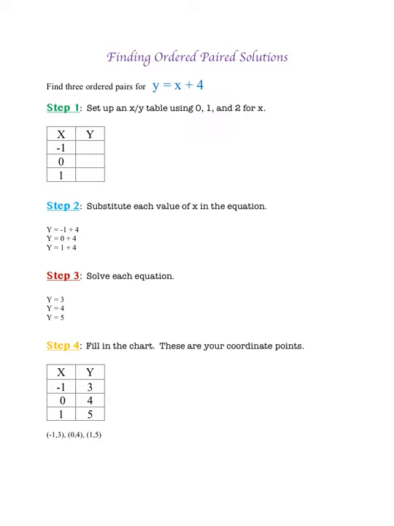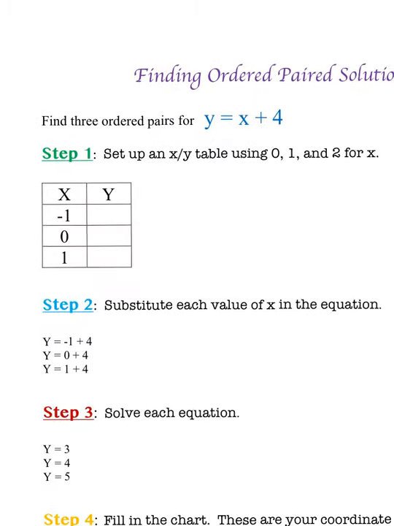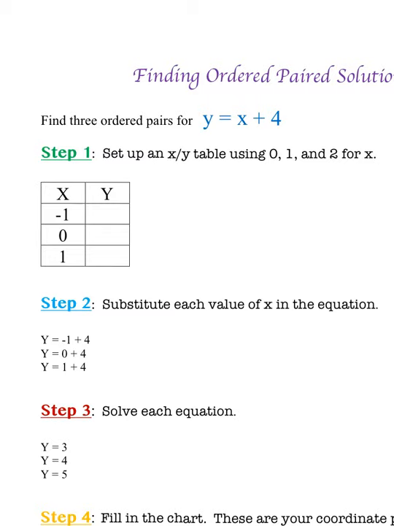Okay, we're going to do one last thing with graphing. We have a couple different ways that we can graph, and this is the last one that we're going to talk about. This is finding ordered pair solutions. So we are going to look at this first one here. It says find 3 ordered pairs for y equals x plus 4.